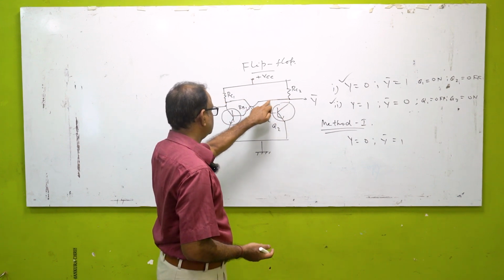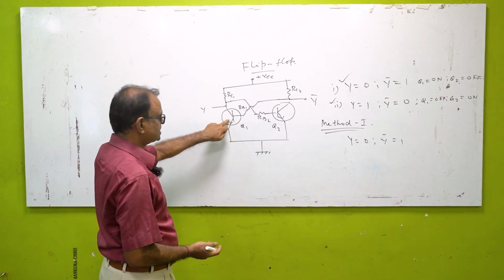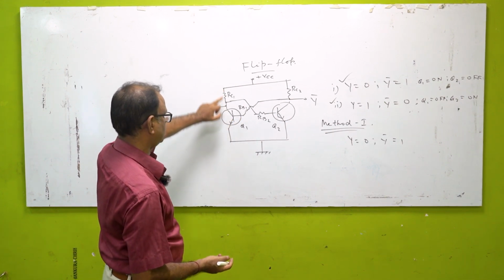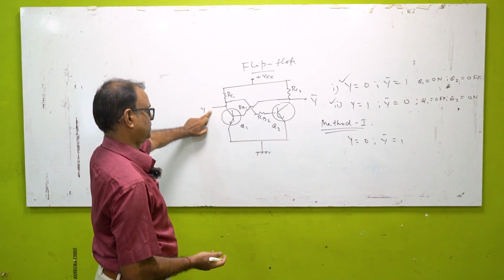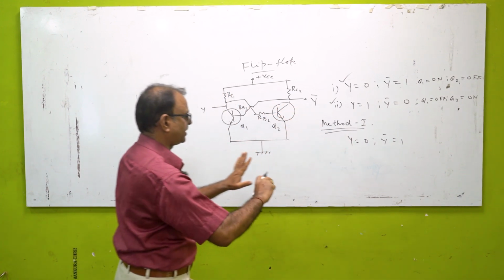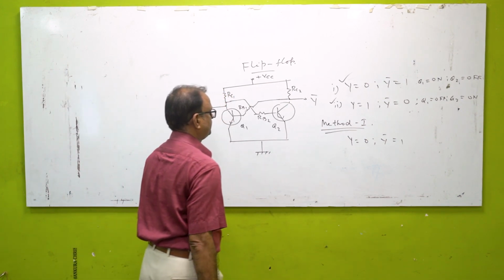So when this maximum voltage VCC comes to the base of this transistor, it will supply the necessary forward bias for its conduction, and hence it will be conducting, making y equal to 0. So naturally y is equal to 0 and y bar is equal to 1 will remain forever. Now what to do for changing the state?